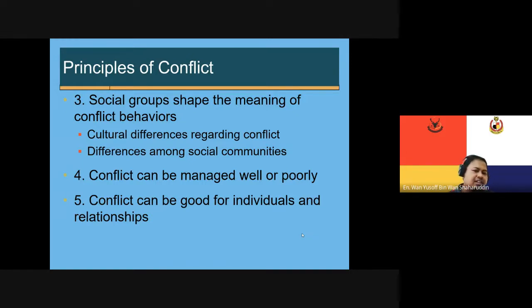And then we also have the differences among social communities, all right? For example, let's take gender as a kind of social community, whereby we know that sometimes women and men, when they address conflict, especially in Western culture, men tend to be less expressive and tend to deviate a bit from the actual conflict, right? Whereas women are very expressive in dealing with conflict and will try their best to resolve the conflict even if it hurts them.